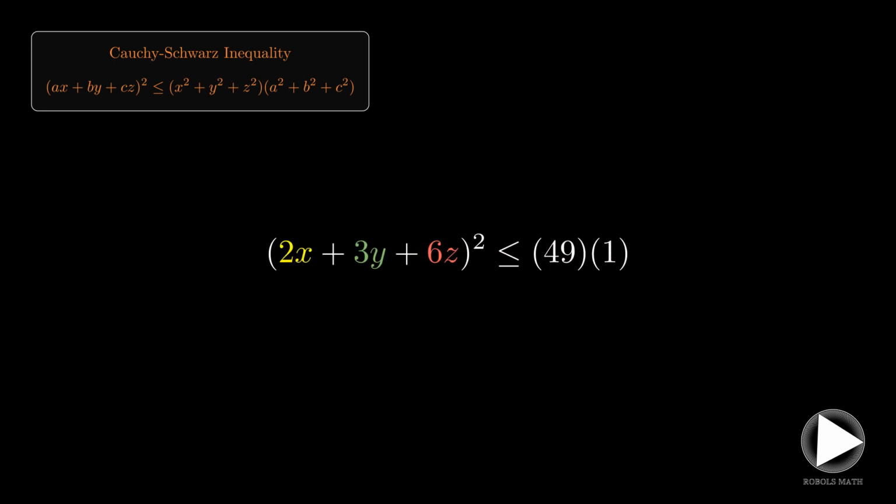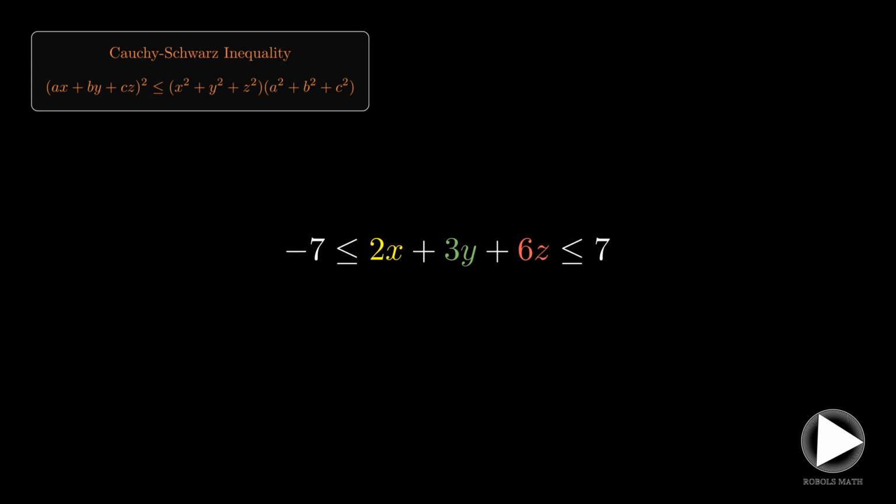Evaluate the sum of the constants in the right side and substitute 1 as the value of x squared plus y squared plus z squared. We're left with 49. Using properties of inequality, the solution to this one is the set where 2x plus 3y plus 6z is between -7 and 7 inclusively. Hence, the maximum value is 7, while the minimum value is -7. To be more formal about it, we still need to confirm that the equality holds for a certain value of x, y, and z.